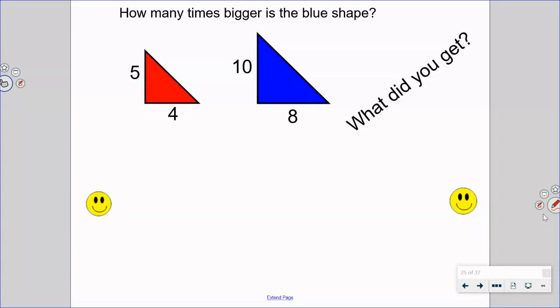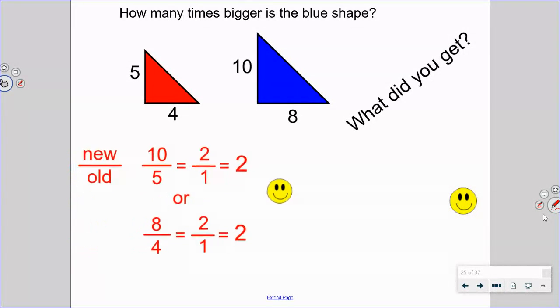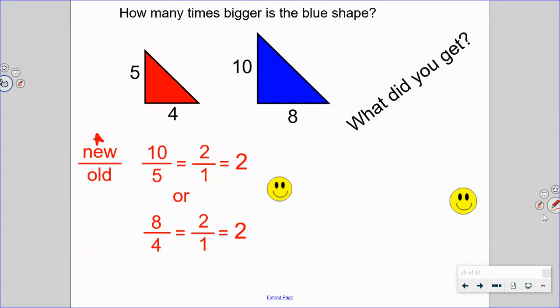Now, I will invite you to always compare the new to the old. But let's say somebody messes up. Let's say instead of doing 10 to 5, they do 5 to 10. Instead of 4 to 8, they do 8 to 4. And they get a scale factor. Instead of 2 wholes, they get 1/2.